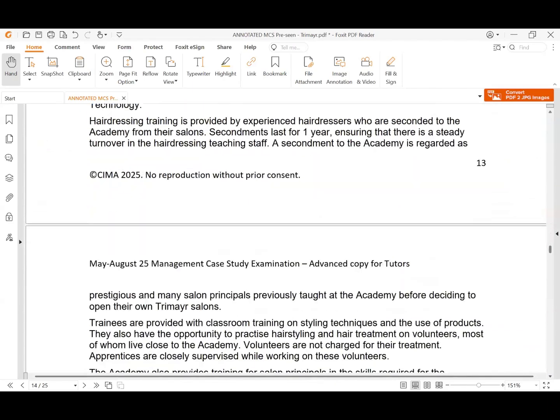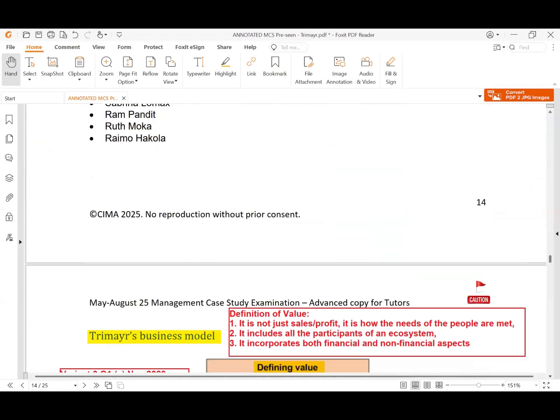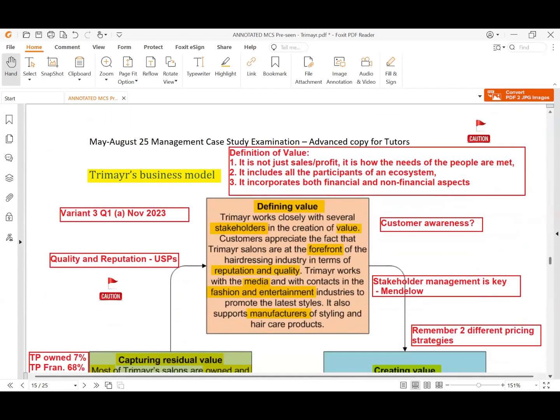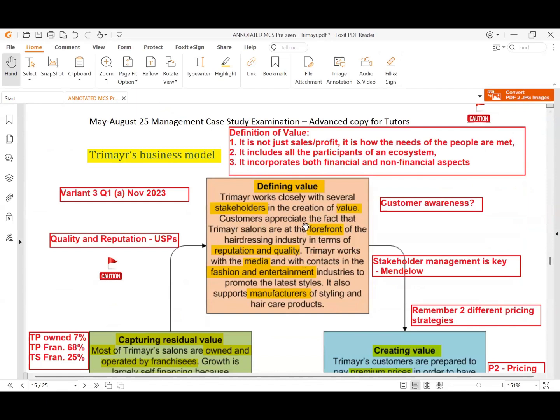Let me get into the whole area of value. You'll note that this particular diagram, there or thereabouts, is in every single MCS pre-seen. I don't think the examiner has missed one. I wonder why that is. Well, I'll tell you why: because this concept of value is important. Going back to the last adjustment to the syllabus, I believe 2015, CIMA brought in this concept.